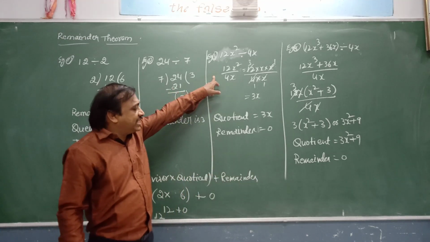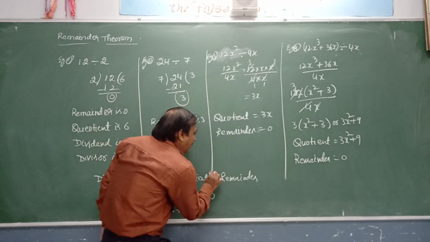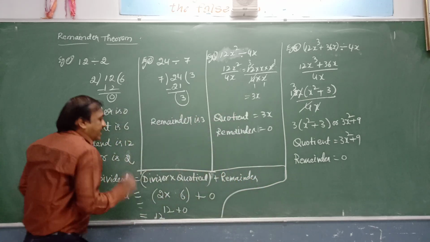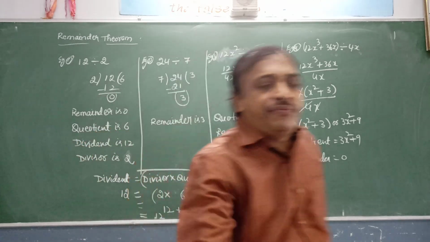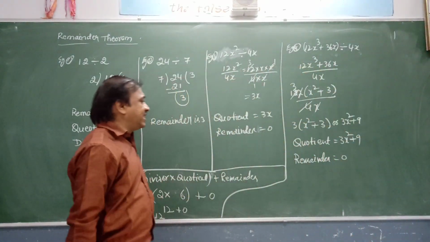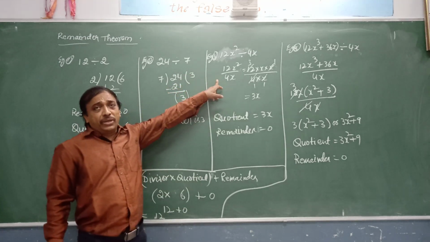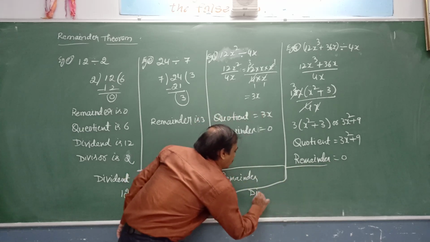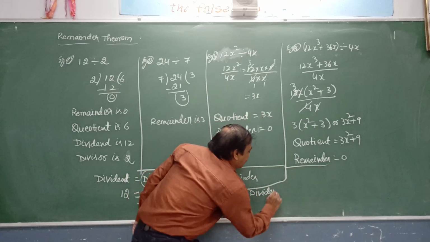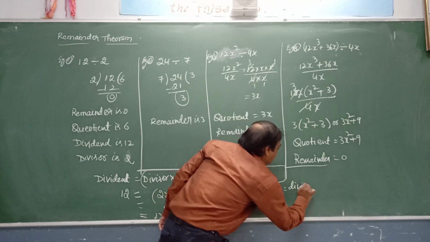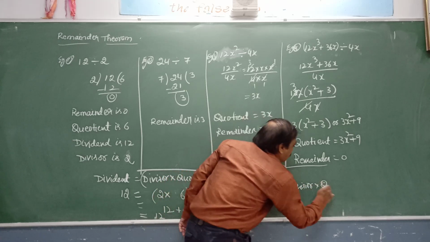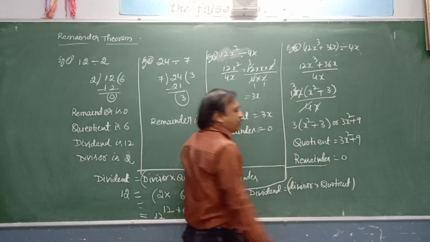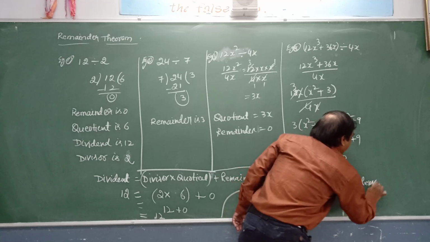Now we see one example for this question. The same rule we apply. This is the division verification rule: dividend is equal to divisor into quotient plus remainder. Now see this for example, Example 3.